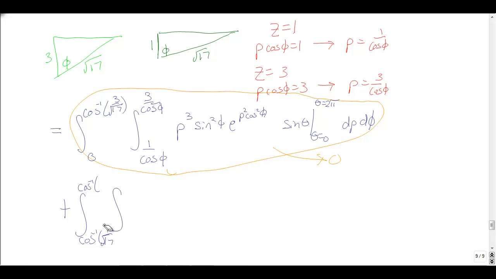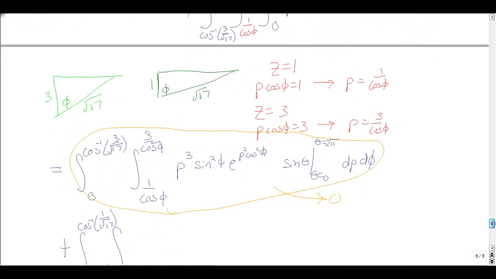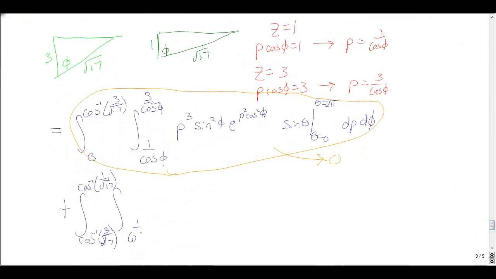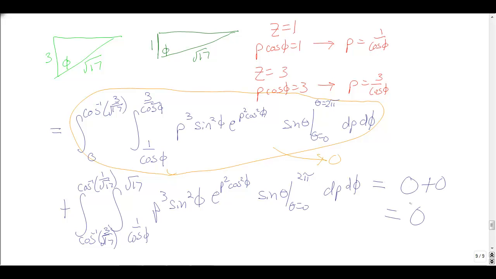So the bottom bound is the 3. So this should be a 3. And this is 1 over square root of 17. I just got to make sure I had that correct. Yep. Okay, next bounds I had a 1 over cosine phi. Then I went out to square root of 17, out to the sphere. And then I get this same rho cubed sine squared phi, e to the rho squared cosine squared phi. And then I get the sine theta, where theta goes from 0 to 2 pi, d rho d phi. And what I'm going to get is this whole second integral also goes to 0. So I'm going to get 0 plus 0. That's going to give me 0.